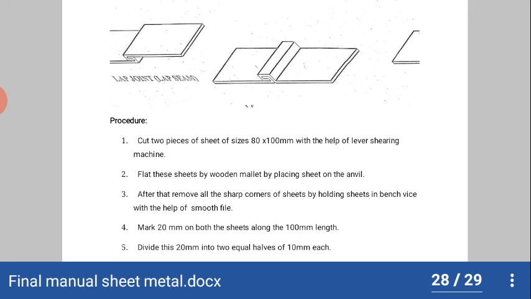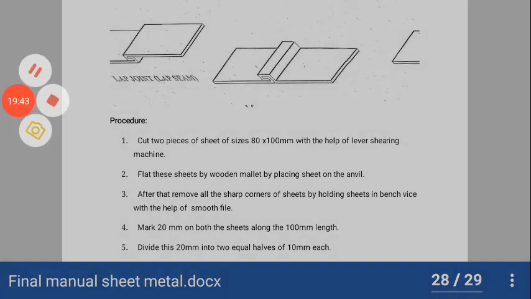Now insert one part into the other part and press these sheets by using a wooden mallet. Press these sheets by using a wooden mallet. After that, our job is completed. Give the final touch by using setting hammers, for proper pressing of these sheets.